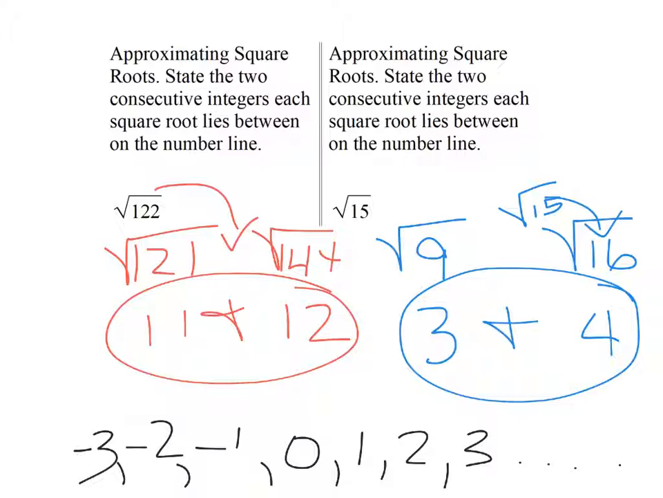Before I leave, let's talk about what if there was a negative in front of these. I would just then add negatives to my answer. I would say the negative square root of 15 falls between -3 and -4.